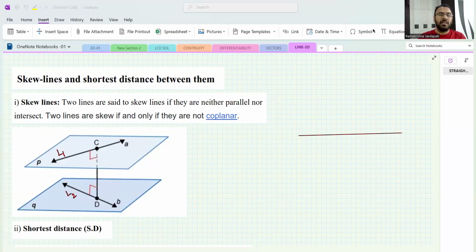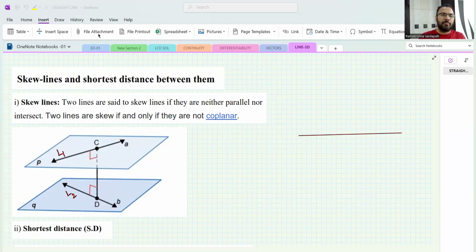Okay, let us start. So skew lines are nothing but lines that do not lie on the same plane. They lie on different planes. Two lines are said to be skew lines if they are neither parallel nor intersect. Like if you draw two lines on two different walls which are not parallel. Lines should not be parallel. You see the diagram here. So two lines are skew if and only if they are not coplanar.